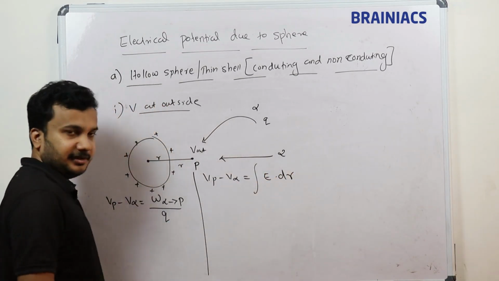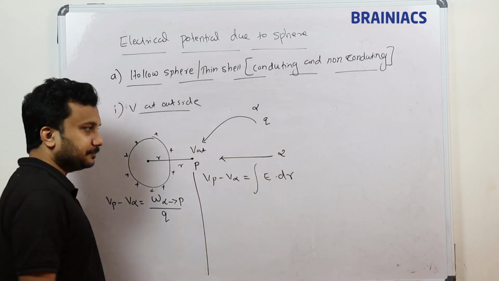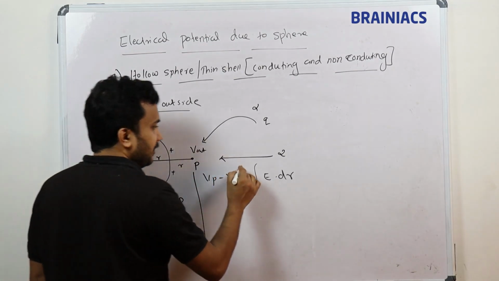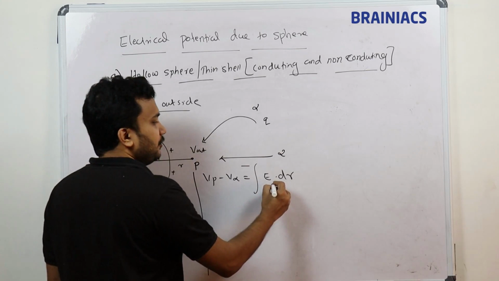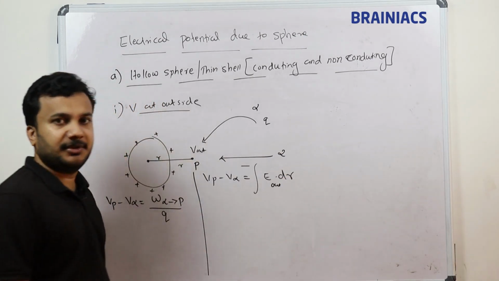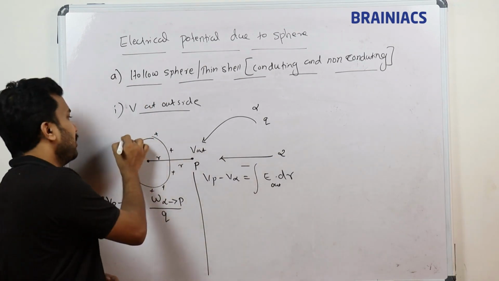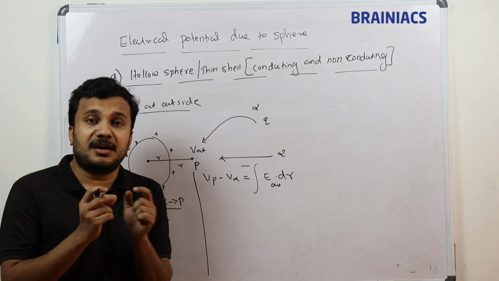Why are we using integration? If you are moving from infinity to this point, what is the value of the electric field intensity? Here one negative sign will be there. This is a standard formula. So the electric field outside will be equal to K into Q divided by R square, where Q is the amount of charge present, and R is the distance.